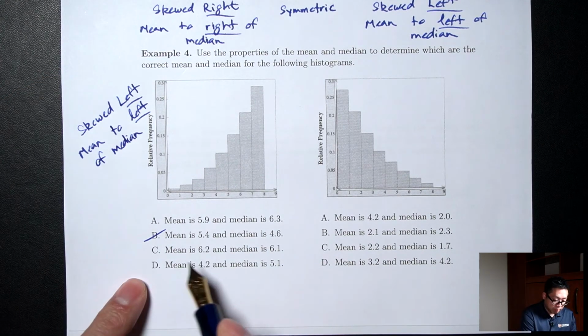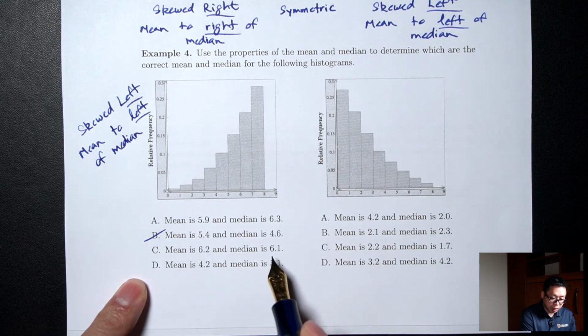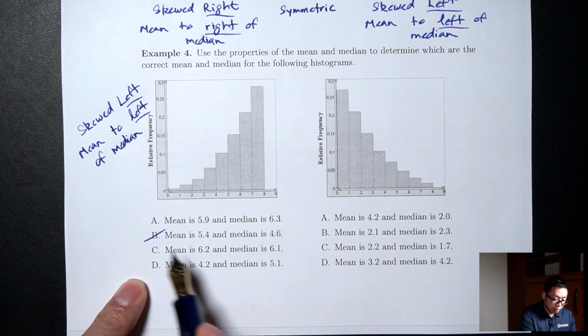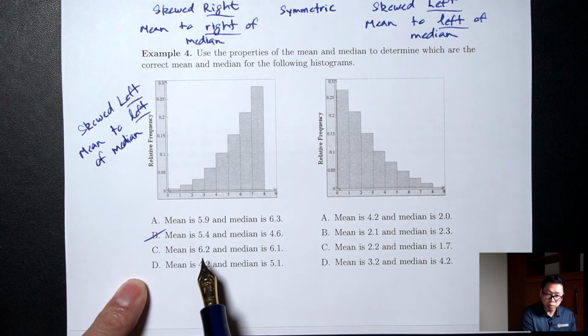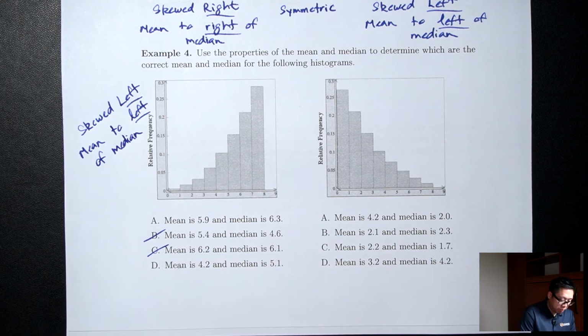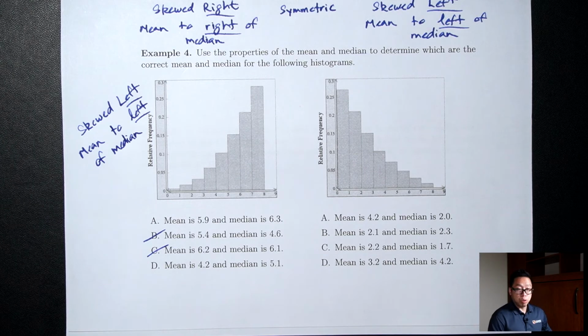Same thing with C. Mean 6.2, median 6.1. The mean should be to the left or less than the median. That's not the case for C. So C is no good. So now we're down to 2 choices.